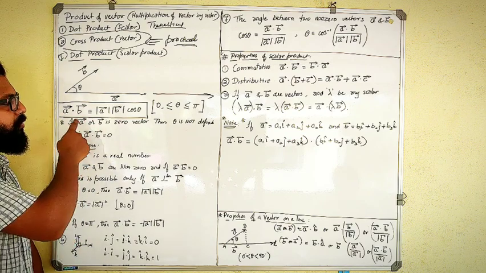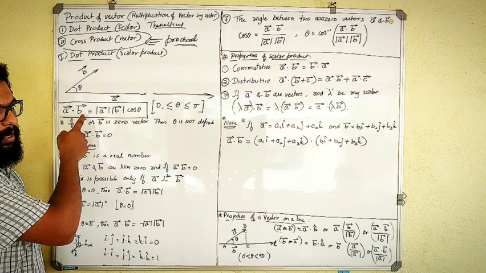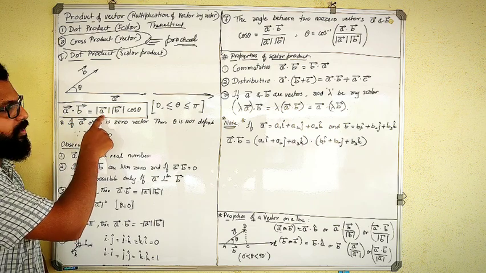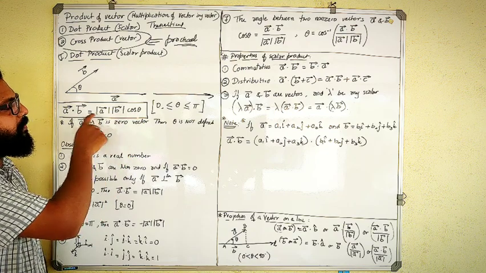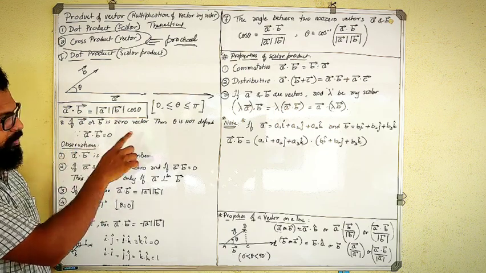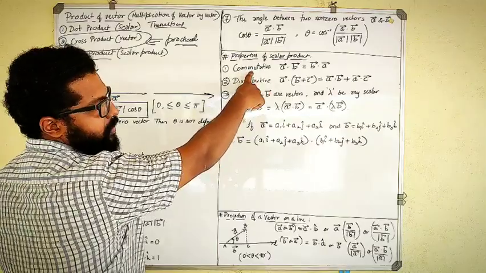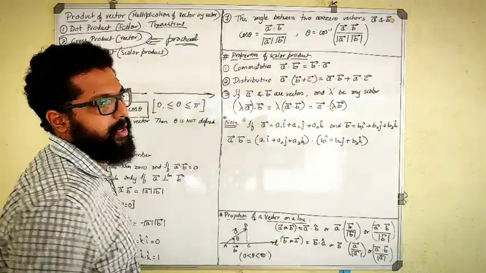Even if it was B dot A, it would still be the same: magnitude of B, magnitude of A, cos theta. Which means the dot product is commutative. Here I have written it: A dot B is the same as writing B dot A.